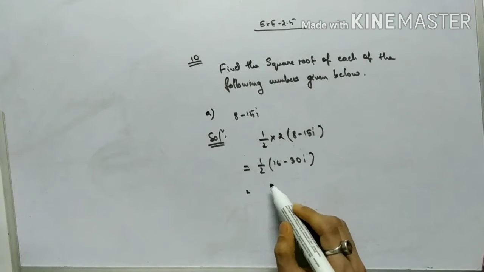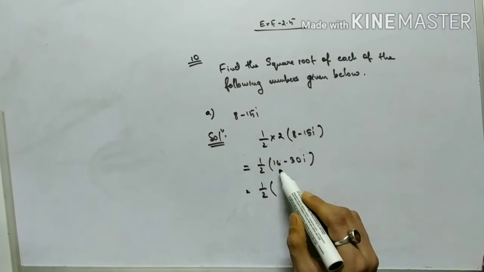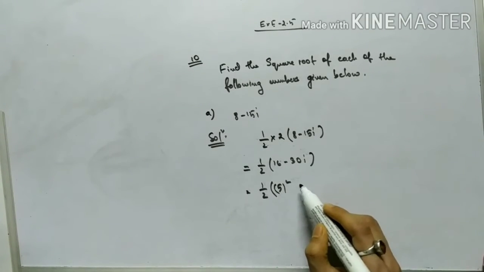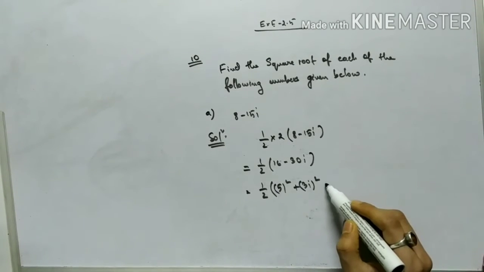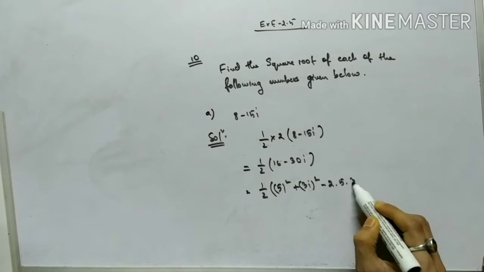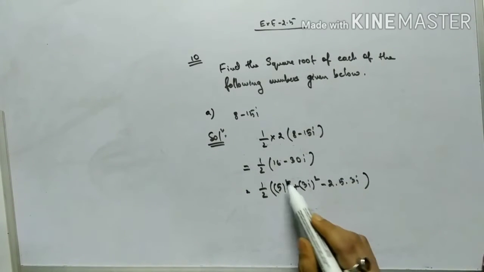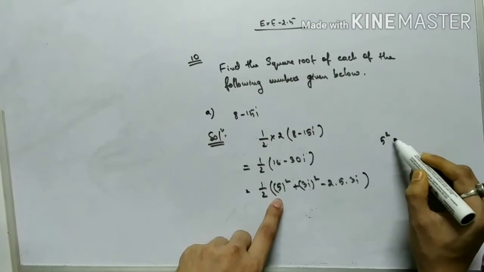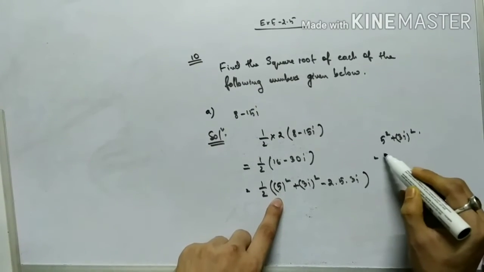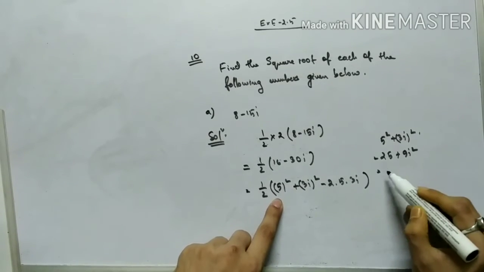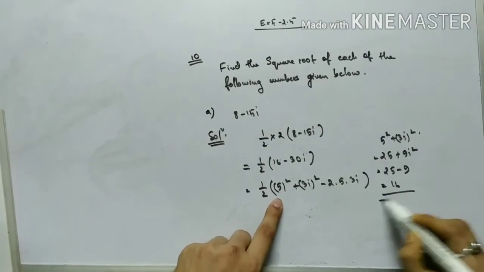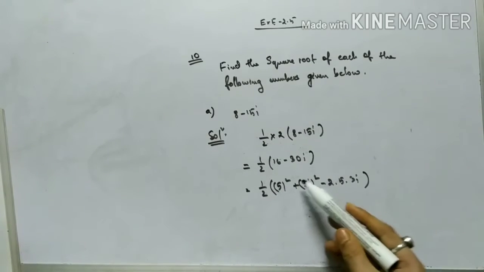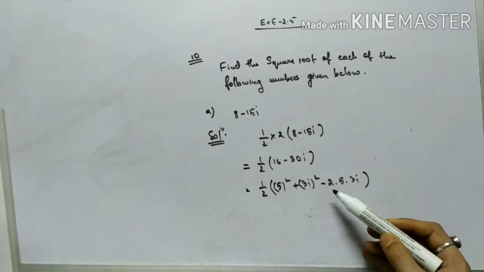So in here you see 1 by 2, 16. This number 16 I can write as 5 the whole square plus 3i the whole square, and this one minus 2 into 5 into 3i. Okay, 16 I have written as 5 the whole square plus 3i the whole square. 5 square gives me 25, and 3i the whole square gives me 9i square, so 25 minus 9 is equal to 16. Understand? So therefore, 16 minus 30i I can write as 5 the whole square plus 3i the whole square minus 2 into 5 into 3i.